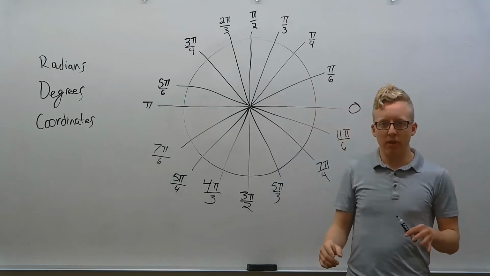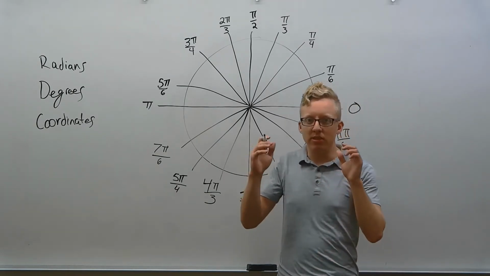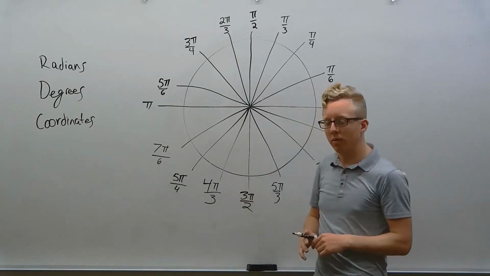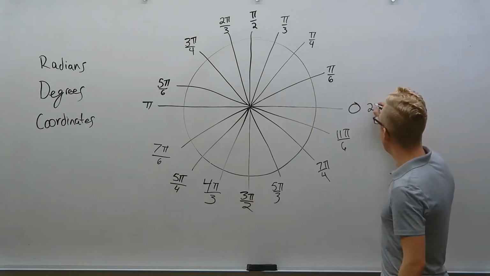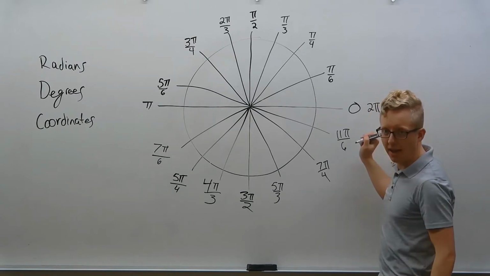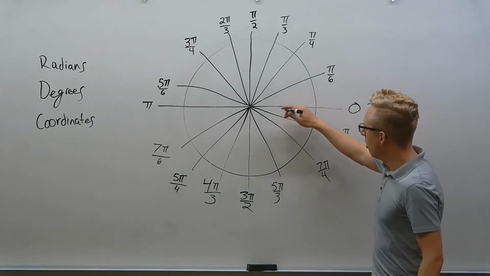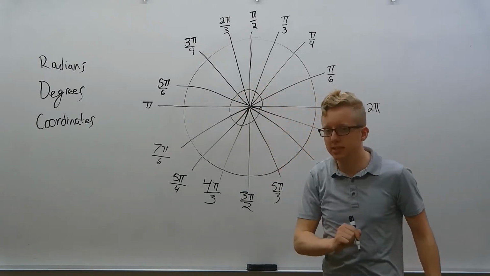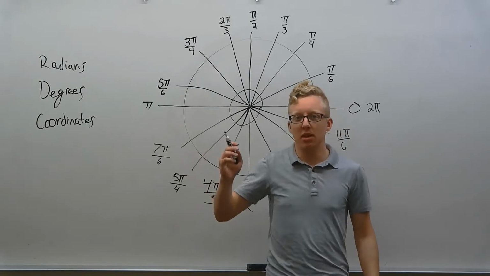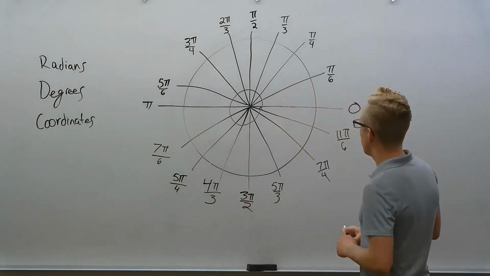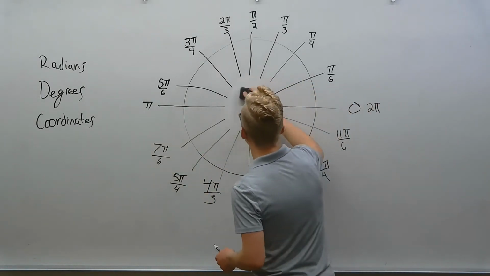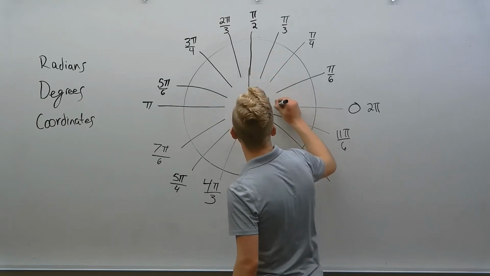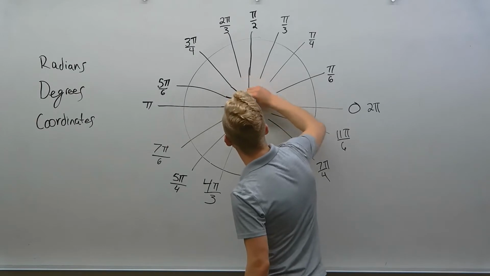So I hope you picked up on the little pattern. There's a pattern with the pi sixths and a pattern with the pi fourths. And I forgot, one more thing we should add is that this is also 2 pi. So it's 0 if we start here, but if we go all the way around, that angle, 360 degrees, that is going to be 2 pi. Okay, so let me erase that and redraw the entire center real quick.